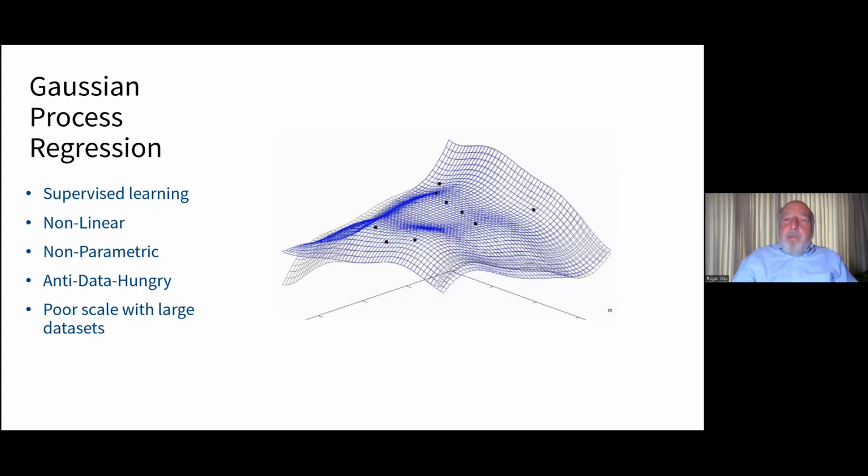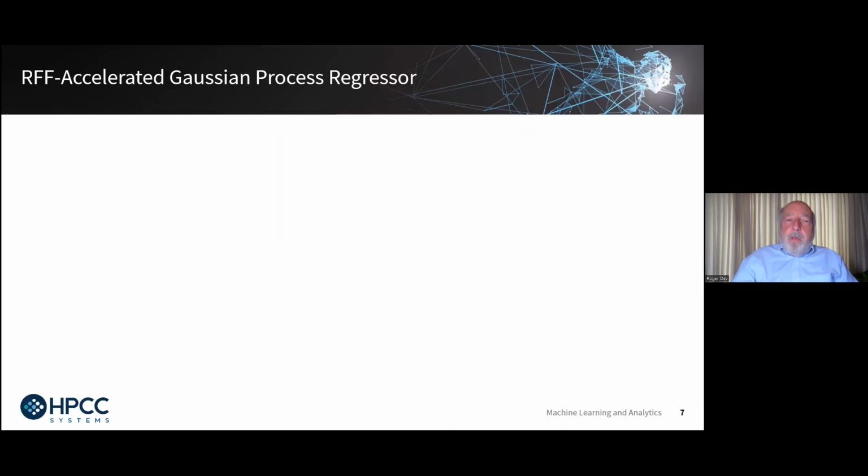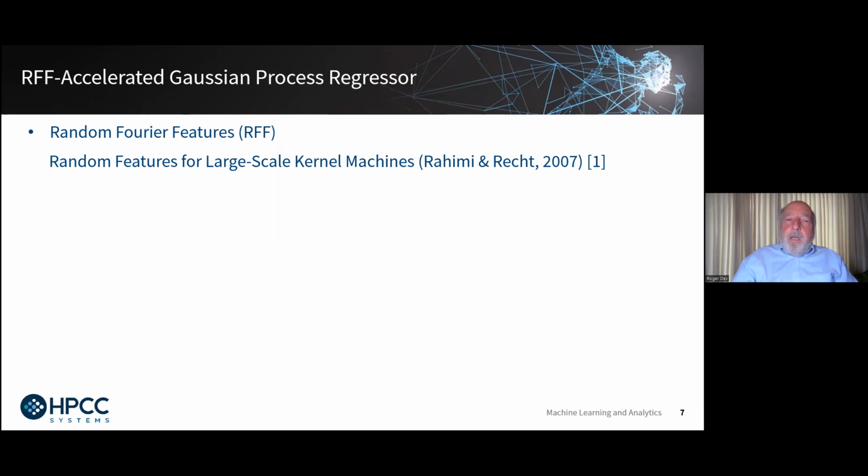It does have one minor problem, though. It doesn't scale well with large data sets due to the kernel implementation that underlies it. So we've addressed this by accelerating the kernel using random Fourier features. This is a fairly new technique developed by Rahimi in 2007. And it's an award-winning technique that's proven itself very well in several applications.